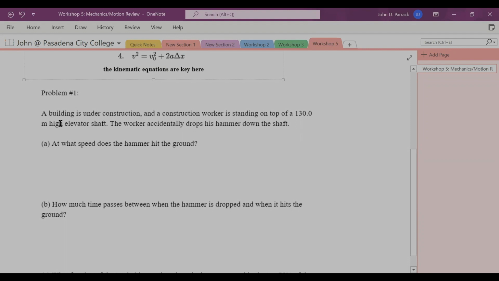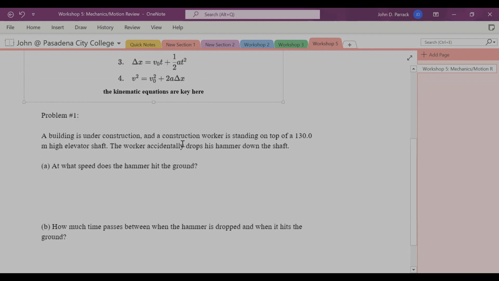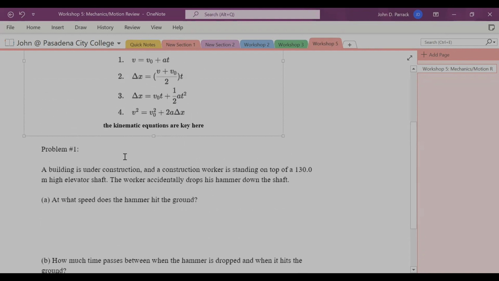A building is under construction and a construction worker is standing on top of a 130-meter high elevator shaft. The worker accidentally drops his hammer down the shaft. A, at what speed does the hammer hit the ground? Okay, so give it a pause, give it a go.